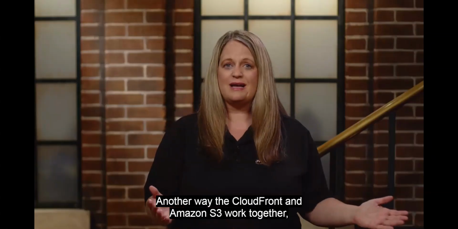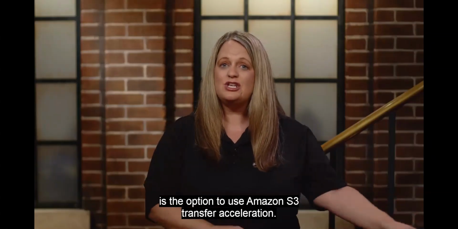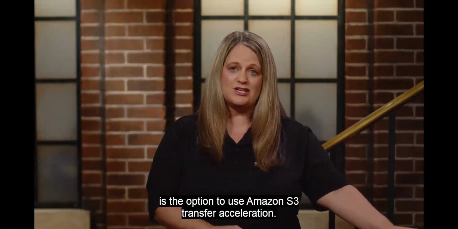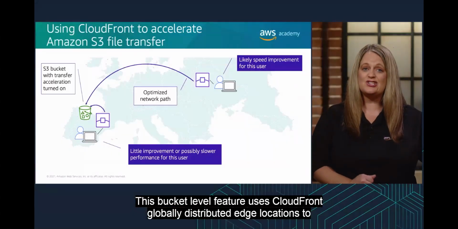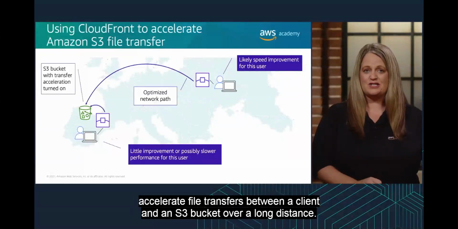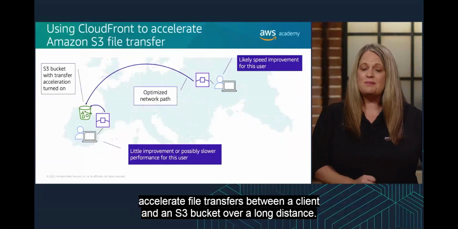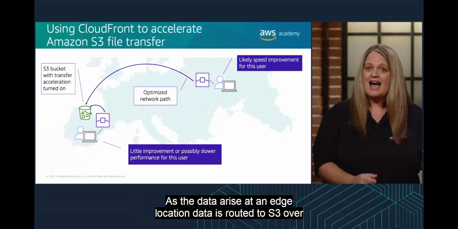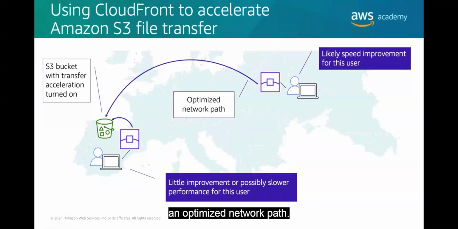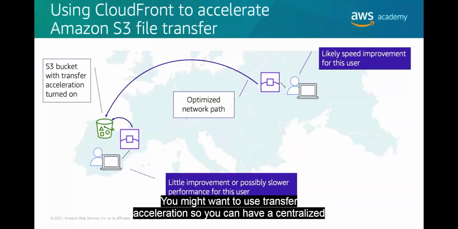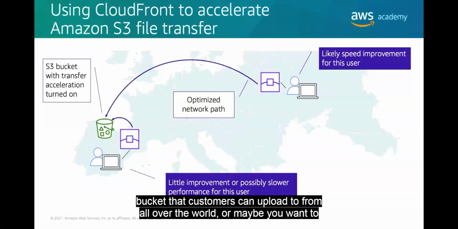Another way CloudFront and Amazon S3 work together is the option to use Amazon S3 Transfer Acceleration. This bucket-level feature uses CloudFront's globally distributed edge locations to accelerate file transfers between a client and an S3 bucket over a long distance. As the data arrives at an edge location, data is routed to S3 over an optimized network path. You might want to use transfer acceleration so you can have a centralized bucket that customers can upload to from all over the world.